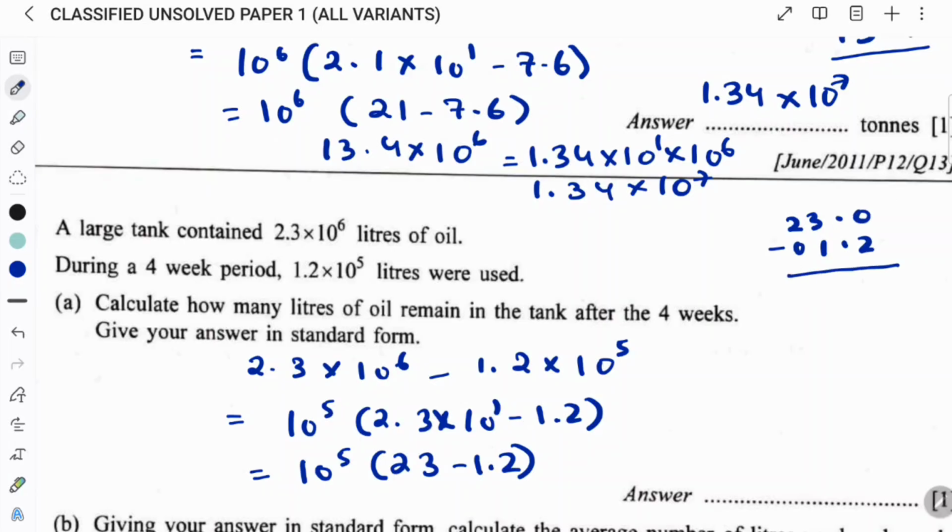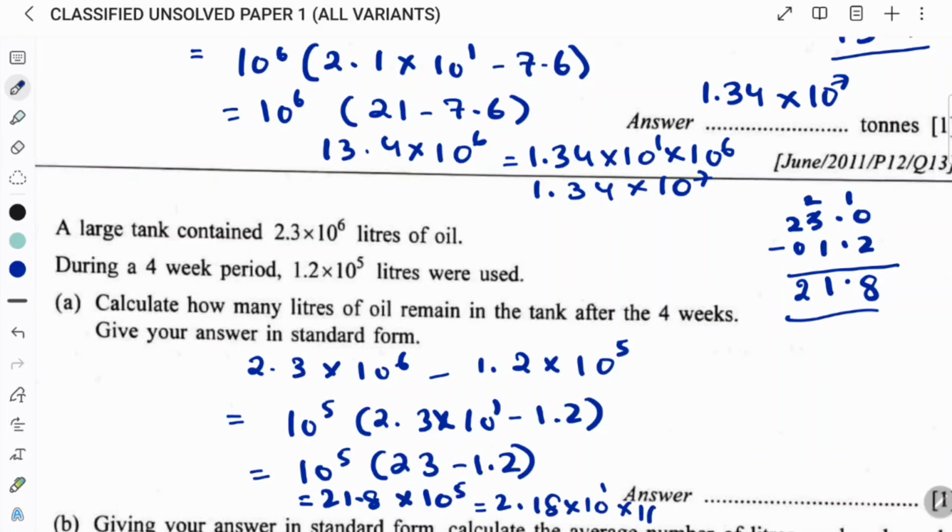Okay, now it is becoming 2, that is 8, 10, 2 and 8, 2 and 1 is 1, and then we have 2 remaining. So 21.8. So that is 21.8 into 10 to the power 5 and 2.18 into 10 to the power 1 and 10 to the power 5. Altogether it will become 2.18 into 10 to the power of 6.